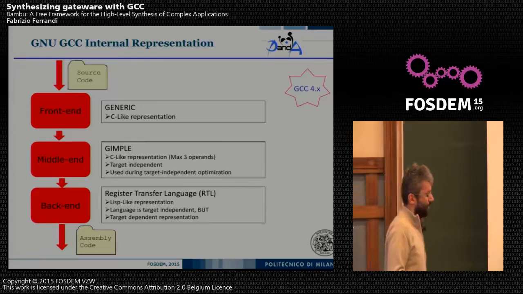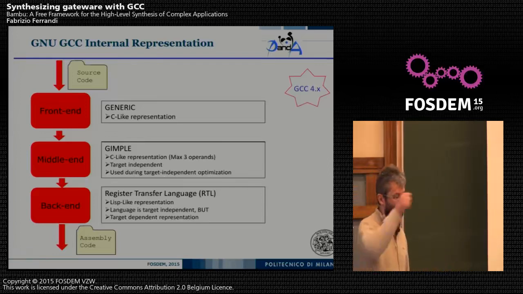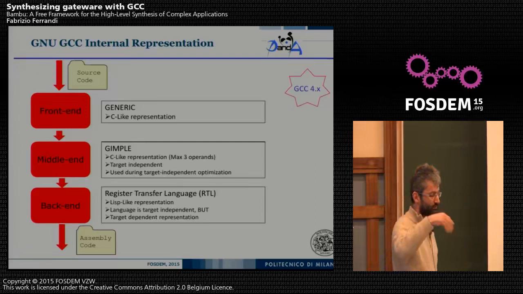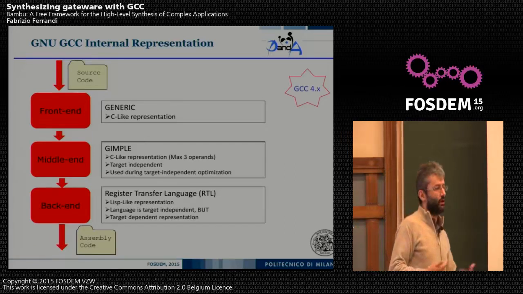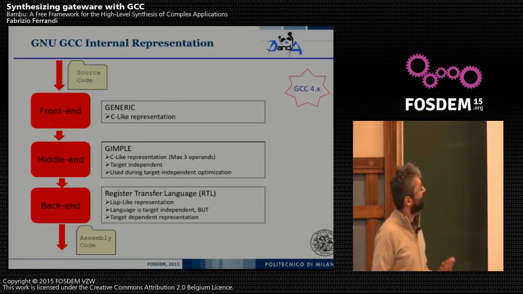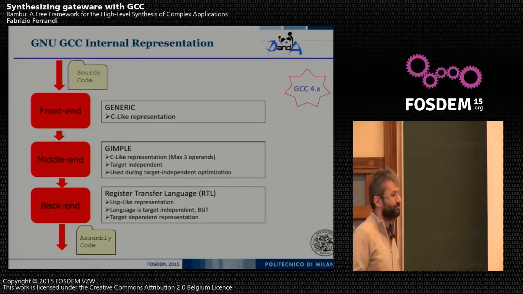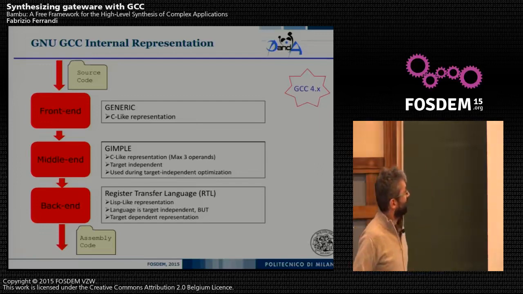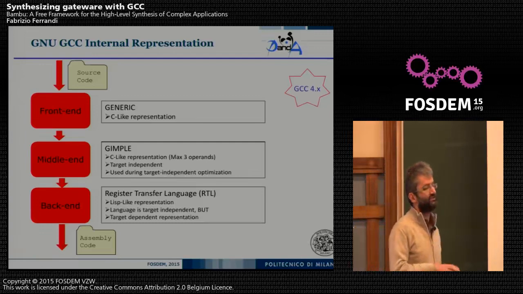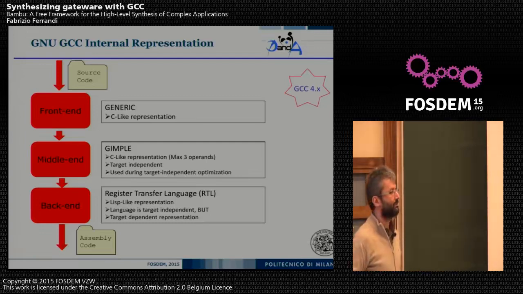When we try to perform this kind of process to automate the translation from a high-level description to an RTL design, we discover that there are a lot of things in common with compiler infrastructure. So we started to study GCC in 2004. So this project is 10 years old. And we discovered that we may exploit more or less the same intermediate representation exploited by GCC.